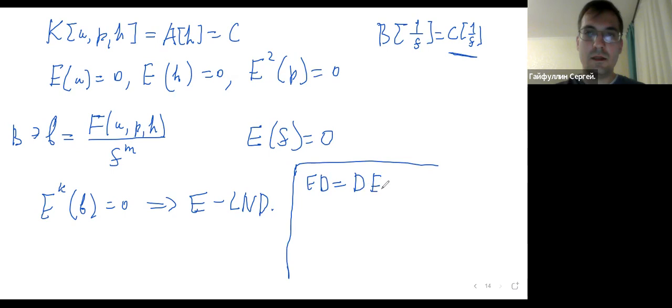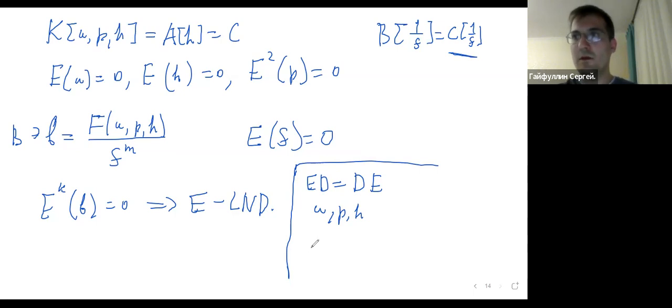And the idea is the same. We should prove that this is true for U, for P, and for H. And since every element has this form, and D from F equals E from F equals 0, it's enough. And it's just a simple computation. D from U equals E from U equals 0, and so on.